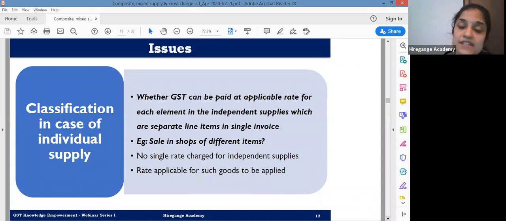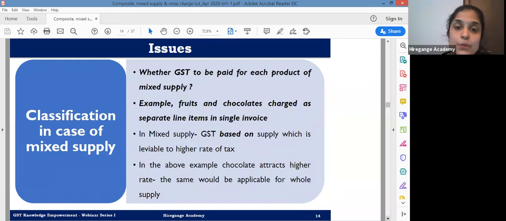Next. Whether GST can be paid at the applicable rate for each element in the independent supply, I would give you an example for this. In the shop, they may be selling different kinds of idols. One kind of idol may be of clay, which is nil rated. Others may be made of various other metals, which may be taxed at, say, 12%, or some of the showpieces may be taxable at 18%. But if for each of these a separate price is being fixed, and separately it is being captured in the invoice in the order placed by the customer, then obviously the rate applicable for each of the goods is to be applied on the value received for each of these items. So in the case of the clay idol, the nil rate may be claimed, and to the extent of the value of the clay idol, there is no requirement to pay the GST.